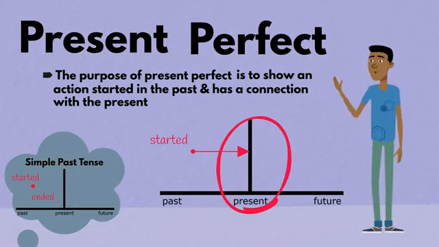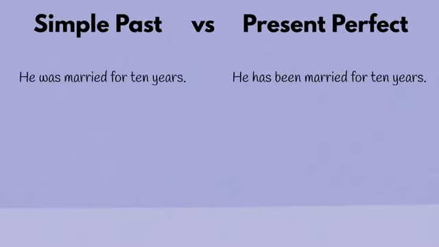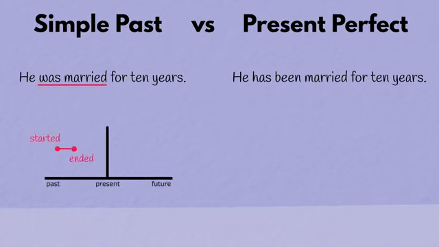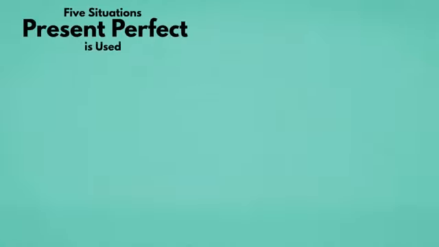To understand what this means, let's compare two sentences, one simple past and the other present perfect. Simple past tells us he was married for a 10-year period, but that has ended and he's not married anymore. Present perfect tells us that he got married 10 years ago and he is still married in the present. We're going to look at 5 common situations present perfect tense is used.